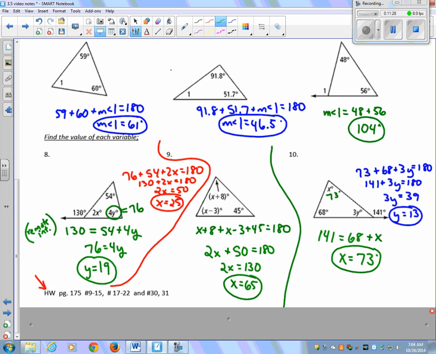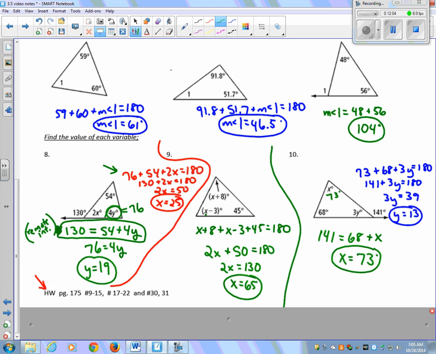This one I started with this equation here. This is what I did first. 130 equals 54 plus 4y, because that's the exterior angles theorem. And then I solved for y, and then I was able to find this angle was 76 degrees. Then I used that knowledge to write this equation, which the three angles add up to 180, so you solve for x. Here we just needed one equation for number 9 because there was only one variable. So the three angles add up to 180, and you solve for x.